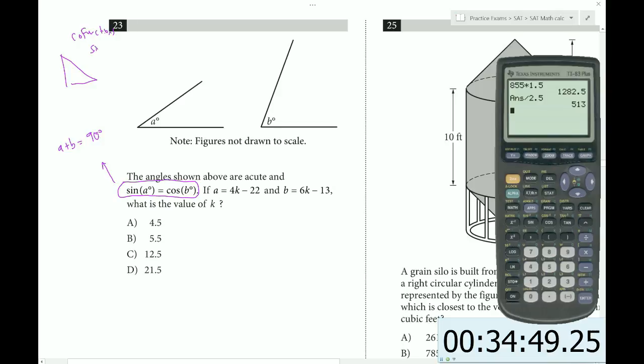But the idea is that the sine of 90 minus x would equal the cosine of x, because these are cofunctions.